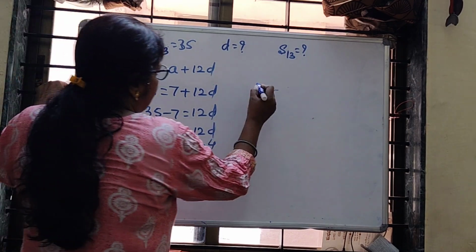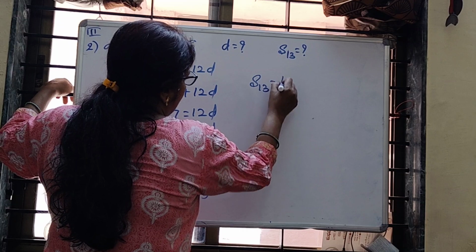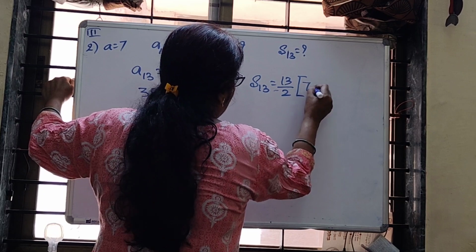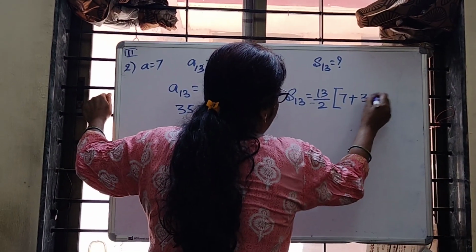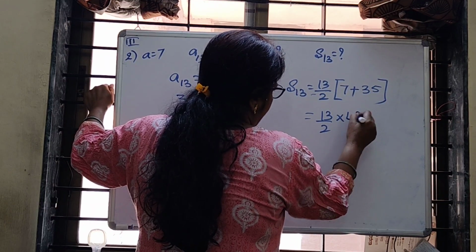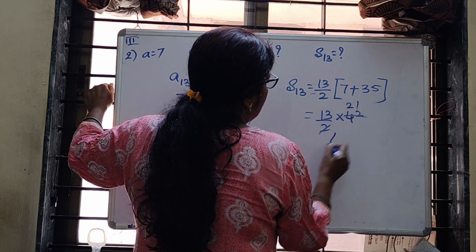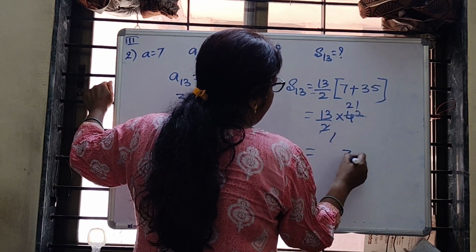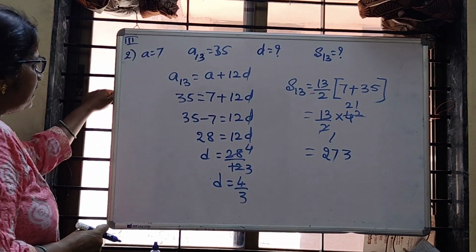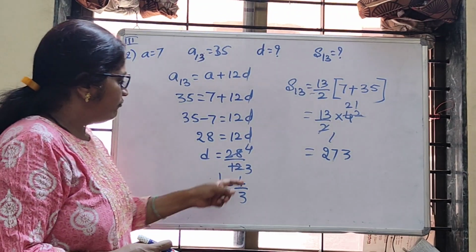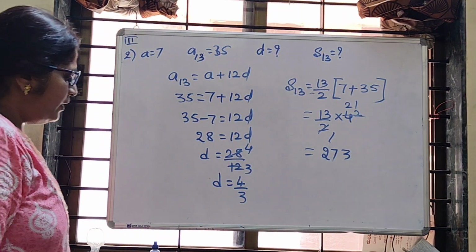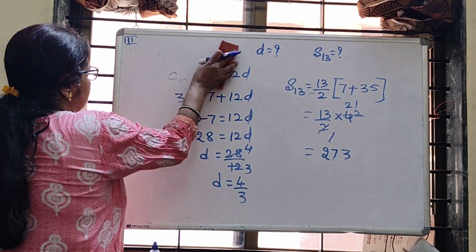Next we are going to find S13. S13 is equal to 13 by 2, and the last term a13 is given. a is 7 plus last term is 35. So 13 by 2 into 35 plus 7 is 42. 2 ones are 2, 2 21s are 42. So 13 21s are 273. So this is the second question answer, children. d we need to find. We have found out it is 4 by 3, and S13 is 273.